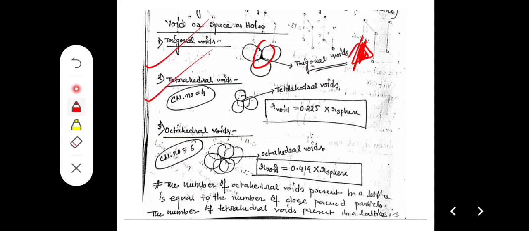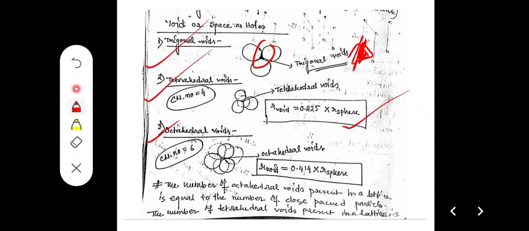Now tetrahedral voids, question number 4. For tetrahedral voids, the radius R void should be 0.225 into R square. R void equals 0.225 into R square. That should be used for numericals. Now we consider octahedral voids, question number 6. For octahedral voids, R void equals 0.414 into R square.